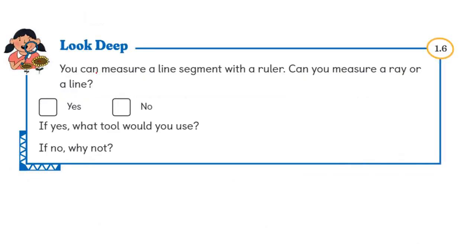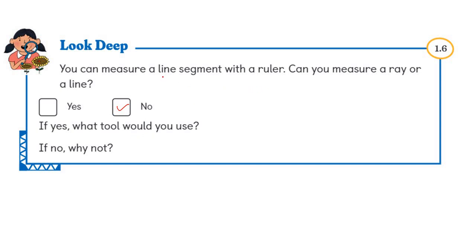Here is an activity in your studio. Look deep. You can measure a line segment with a ruler. Can you measure a ray or a line? No. If yes, what tool would you use? If no, why not? The answer is no. So, we have to tell why we cannot measure a ray or line.